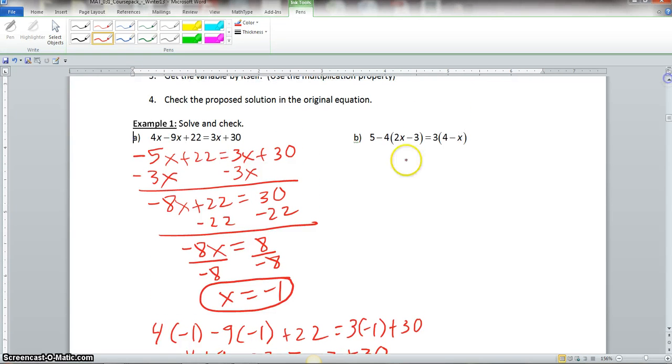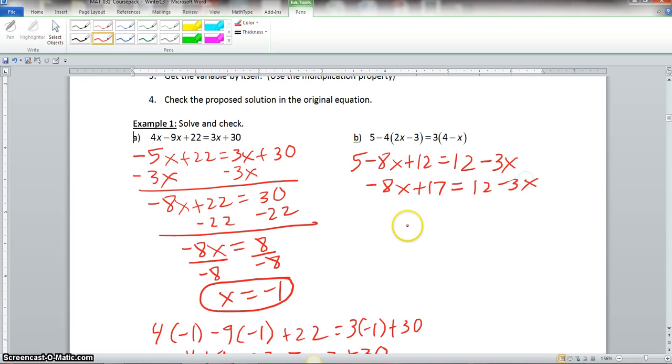Now we go here to B. Now, we need to distribute here. So we will have 5, a minus 4 times 2x is a minus 8x. A minus 4 times a minus 3 will give you positive 12. And that equals 3 times 4 is 12, and 3 times a minus x is a minus 3x. Now we combine like terms here. We will add negative 8x, and 5 plus 12 is 17, and that equals 12 minus 3x.